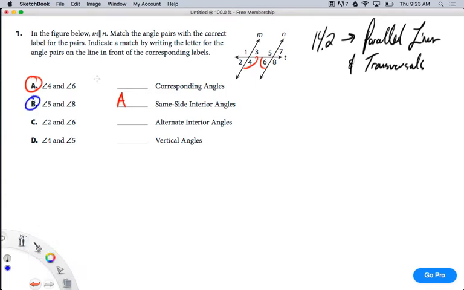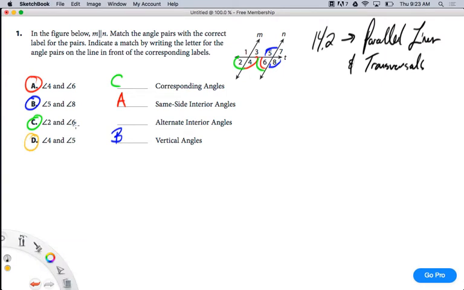Okay, next. Angle 5 and angle 8. Grant, what would you say angle 5 and angle 8 are? Vertical angles. Very good. Angle 2 and angle 6. What would you say, Angie? Corresponding. Very good. They're in the same position, both on the bottom left. You see? Bottom of the transversal on the left of the parallel lines.